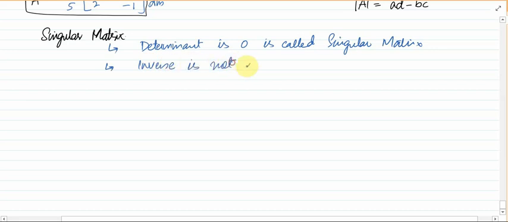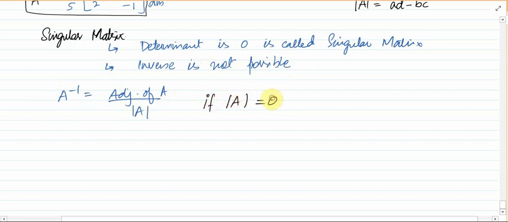is not possible. Why is the inverse not possible? We studied earlier that A inverse is equal to the adjoint of A divided by the magnitude of A, right? If the magnitude of A is 0 in the case of a singular matrix, then in the denominator we have 0, right? And when we have 0 in the denominator, this expression is unsolvable, that is equal to infinity. So that's why when we have a singular matrix, its inverse is not possible.